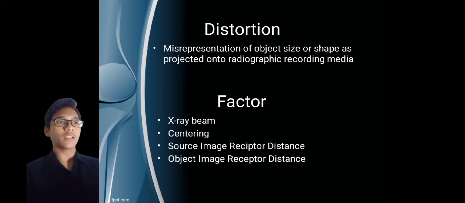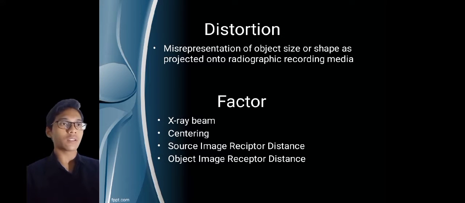So the second one is about distortion. Distortion is defined as misrepresentation of object size or shape as projected onto the radiographic recording media, and the factors that affect distortion are X-ray beam, centering, source image receptor distance, and object image receptor distance.